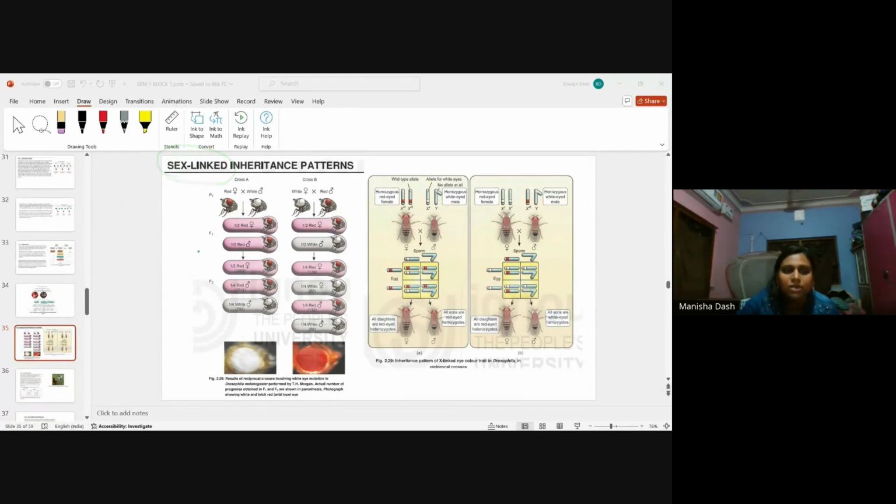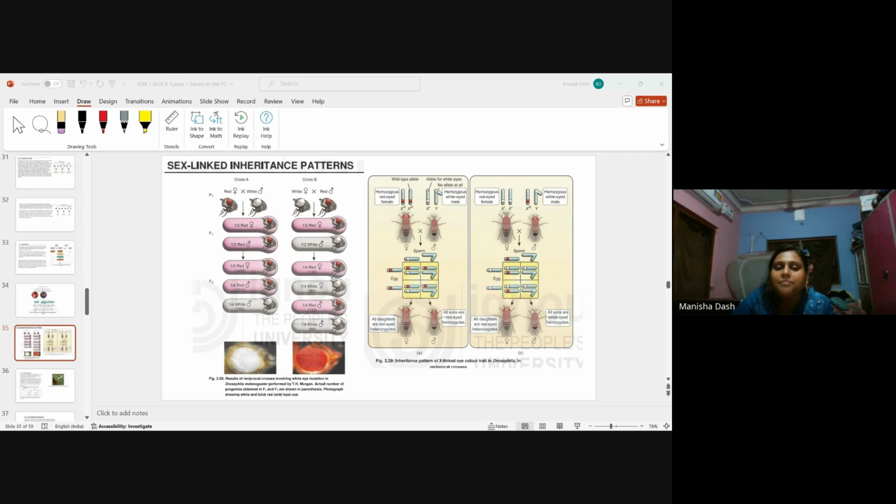It was discovered by Morgan in Drosophila. So what was the experiment? He crossed a red-eyed female with a white-eyed male. He observed that all the progeny, irrespective of male or female, had red eye color, that is the color of the mother. But when he went for a reciprocal cross, meaning he exchanged the characters between the mother and the father, so now the mother was white-eyed and the father was red-eyed, he observed that only the daughters had red eye color, but all the sons had white eye color. So what did he conclude from this?